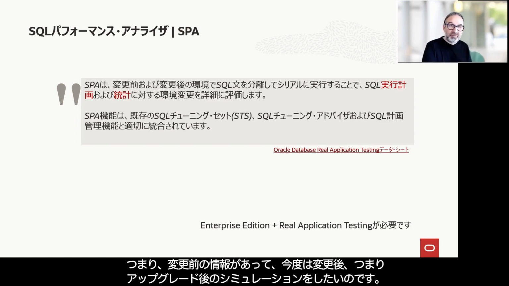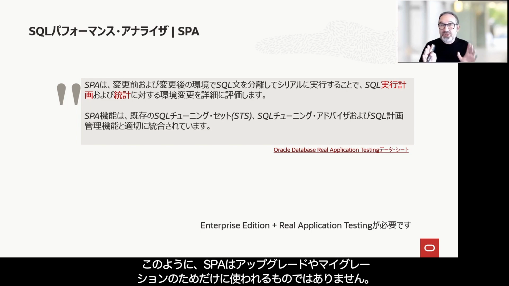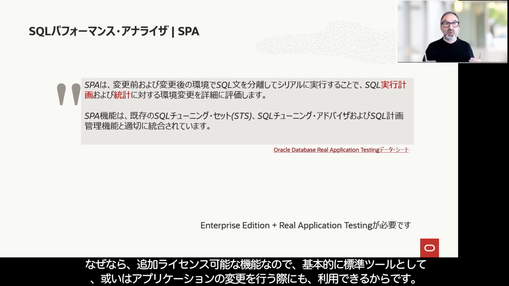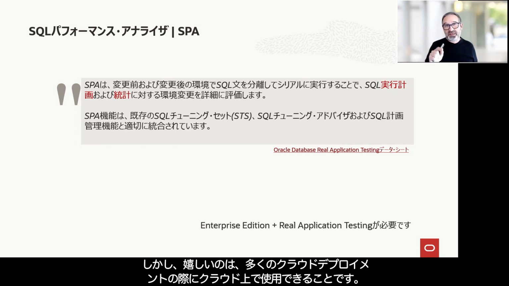So we have the information from before, and now we want to simulate after change, after upgrade, but it could also be after patching or after changing the optimizer mode parameter from all rows to first rows 100. So SPA is not only focused on upgrades and migrations. We try to educate customers, when they have the license, to use it basically as a standard tool, even when you roll out application changes. Extra license keyword, yes, and it's not the cheapest option we have.